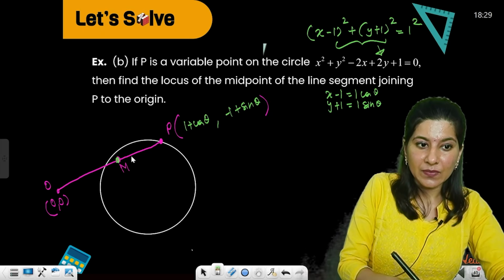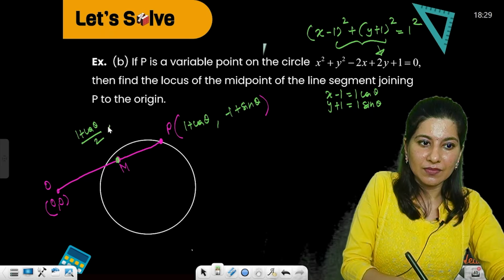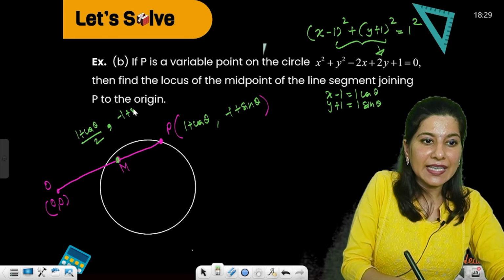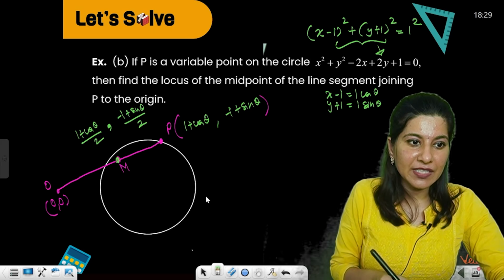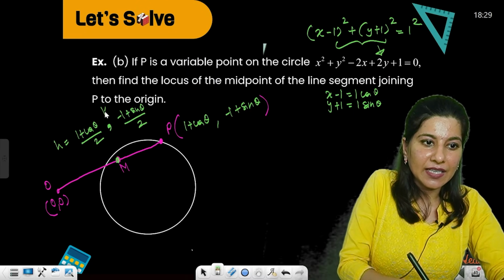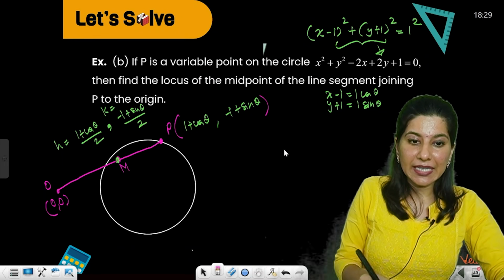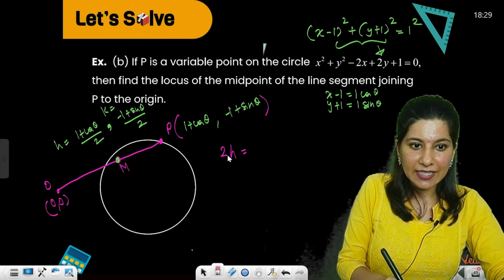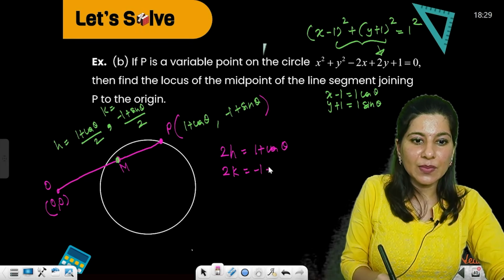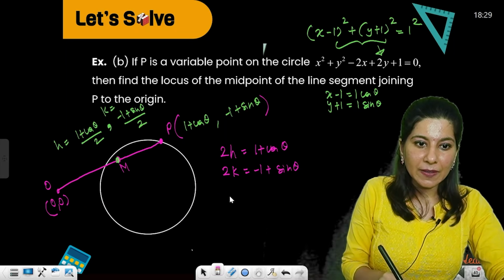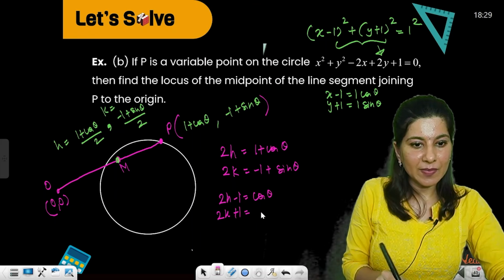Now M will be ((1 plus cos theta) by 2, (minus 1 plus sin theta) by 2), by the midpoint formula. Find the locus of, this is your locus, (H, K). That's how we find locus. So now we need a relation between H and K. Basically, 2H is 1 plus cos theta and 2K is minus 1 plus sin theta. Or rather, 2H minus 1 will become cos theta and 2K plus 1 will become sin theta.